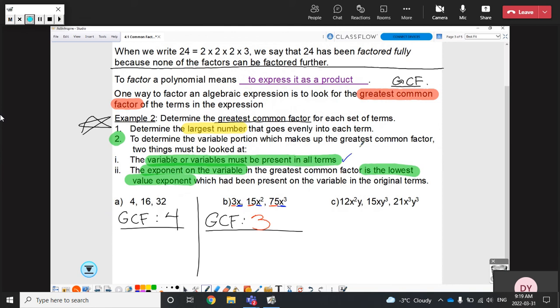But it says the exponent on the variable in the greatest common factor is the lowest value exponent. So if you look carefully, this first term, 3x, how many x's does it have? Just one. The 15x squared has 2 x's, and the 75x cubed has 3 x's. So they all have at least one x in common, and the lowest value exponent here is 1. So our greatest common factor is actually 3x.